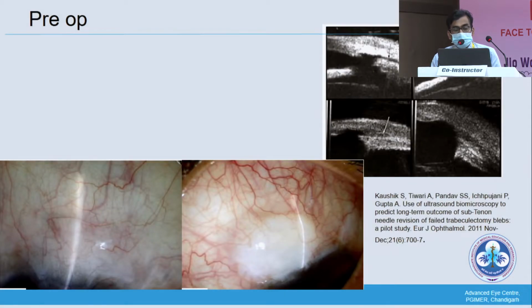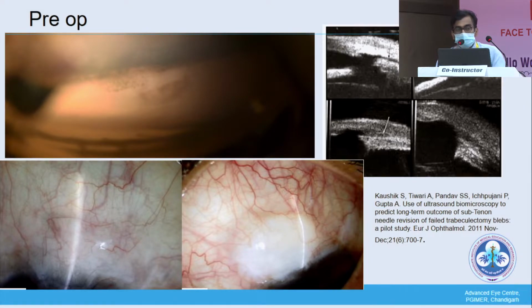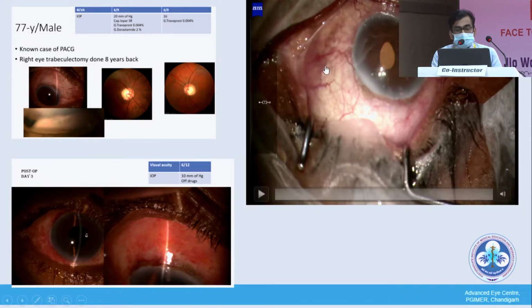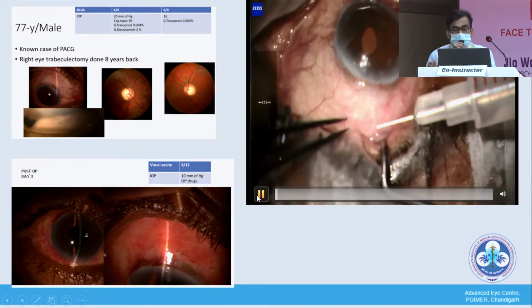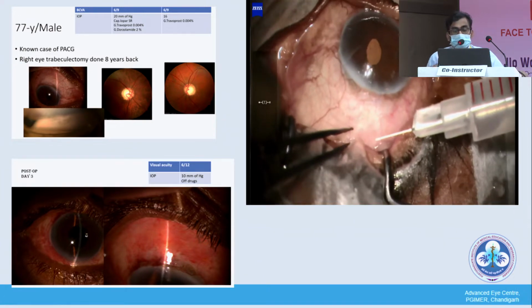Pre-operatively, as madam already showed, on gonioscopy the ostium should be patent. So this is a patient who had trab around 8 years back. I am showing 2 videos.